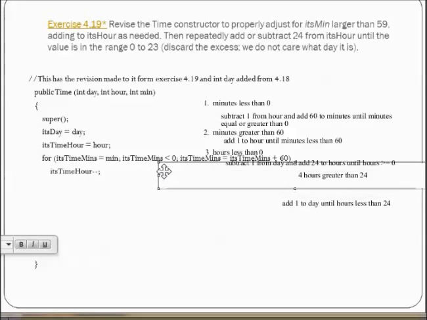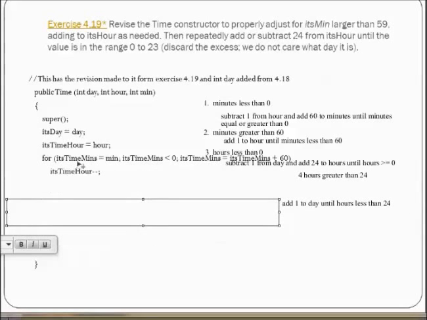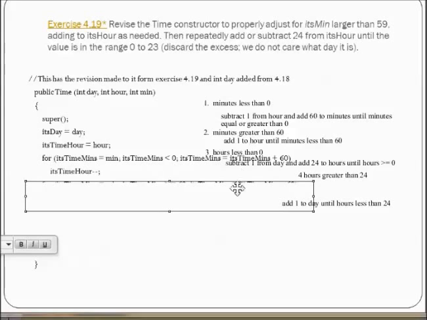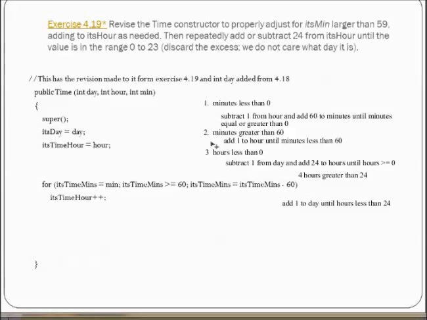So this is what we did. For its time, minutes less than 0, and its time minutes greater than 0. Then subtract time from everything. And second, for its minutes greater than 0, add 1 to the hour until the minutes are less than 60. So we put while its time minutes is greater than or equal to 60, its time minutes equals its time minutes minus 60. Then you go through this loop and you keep adding hours. That's how you do that one.